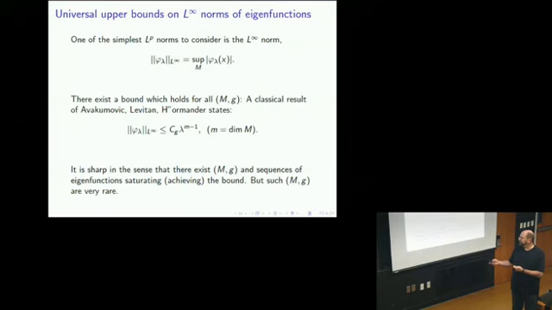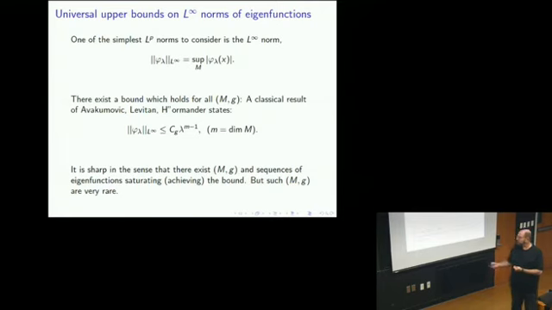So this is a classical, oh, this should have been divided by 2. Sorry. There's a universal upper bound on sup norms of eigenfunctions which are L2 normalized. It should say that the sup norm of the eigenfunction is bounded by a constant times lambda to the power of (dimension minus 1) over 2. This is true for every eigenfunction, with a coefficient depending just on the metric.